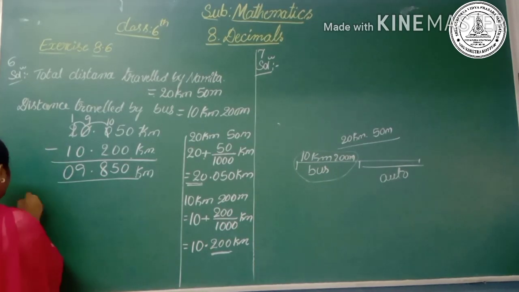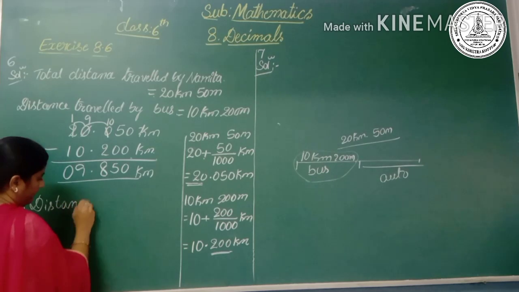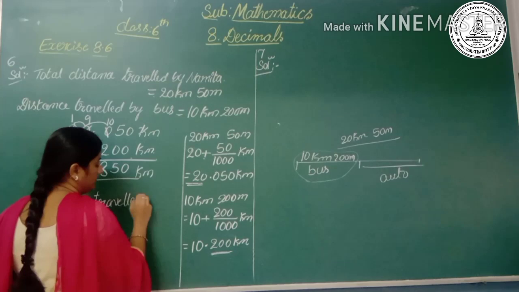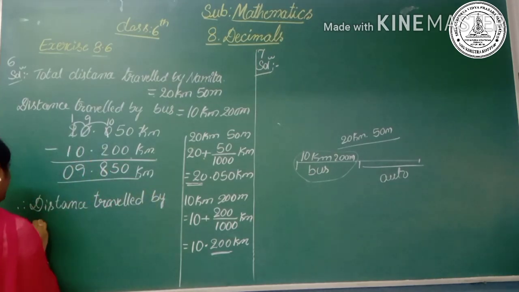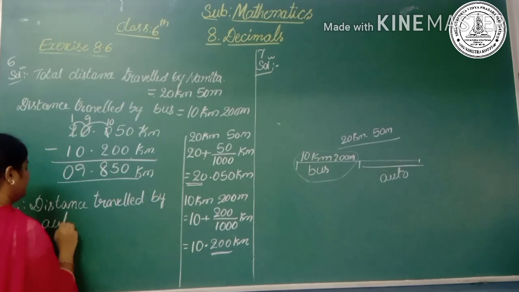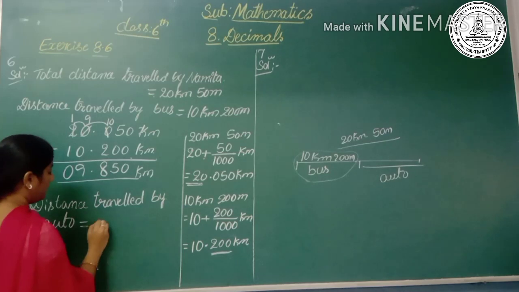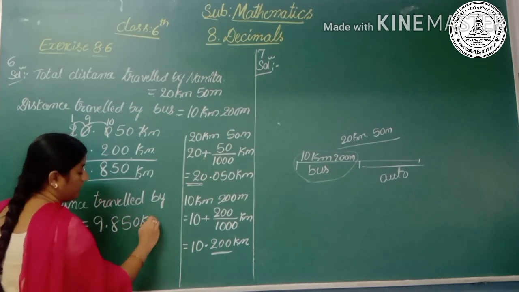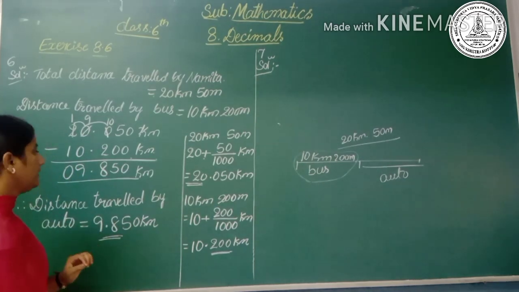Therefore, we write down the distance traveled by her by auto. The distance traveled by auto is equal to 9.850 kilometer. Is it clear?